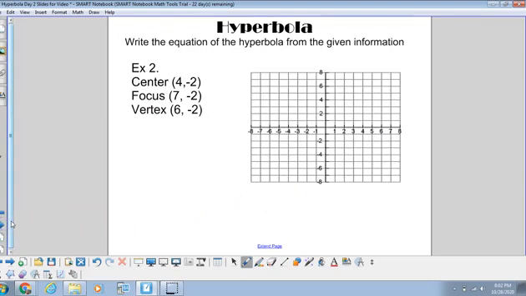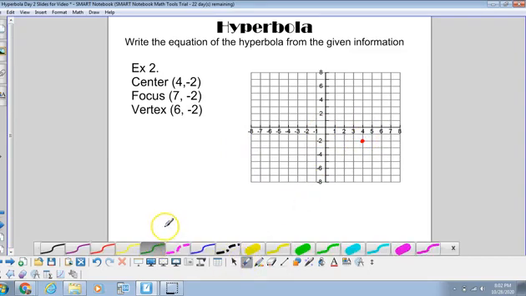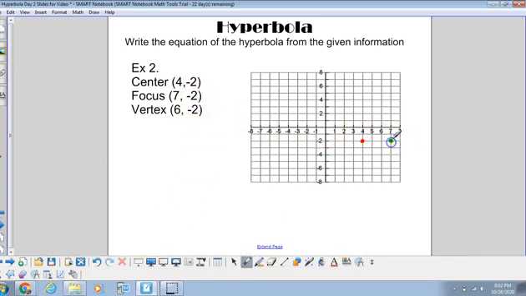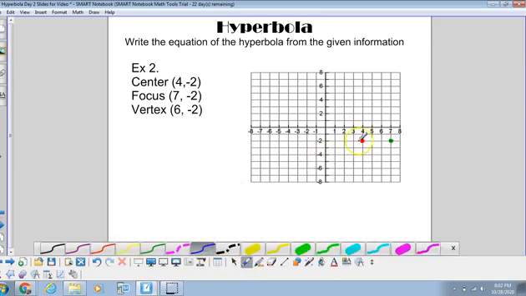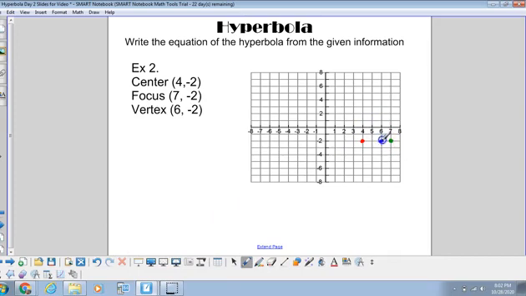Let's do another example. Here we're given the center point, 1 focus, and 1 vertex. So here we have our center is at (4, negative 2). That's our center point there. And we have a focus point at (7, negative 2), and a vertex at (6, negative 2). So we can tell here that this is going to be a horizontal hyperbola because our vertex and our focus are here.